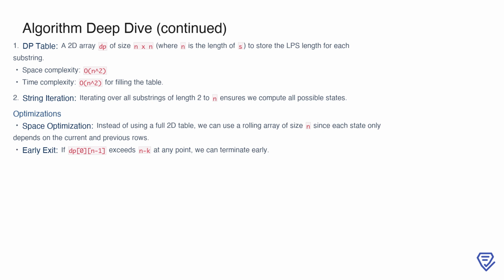Additionally, we can include an early exit condition. If the value of dp[0][n-1] exceeds n - k at any point during the computation, we can terminate early, as the result will definitively be true. These optimizations make the algorithm more efficient while retaining its correctness.